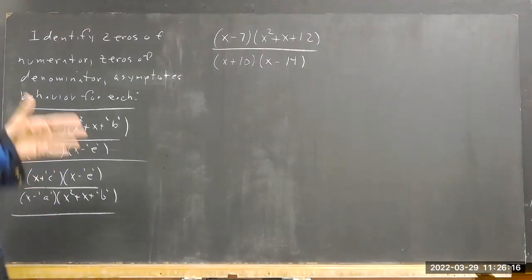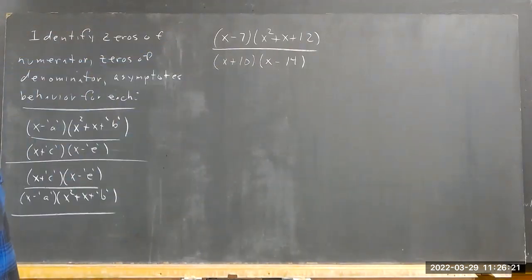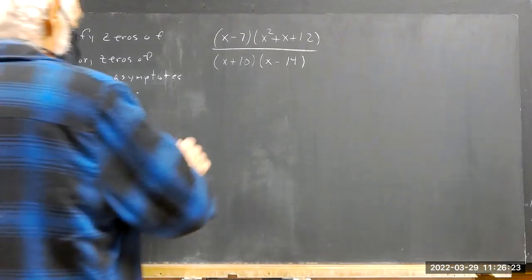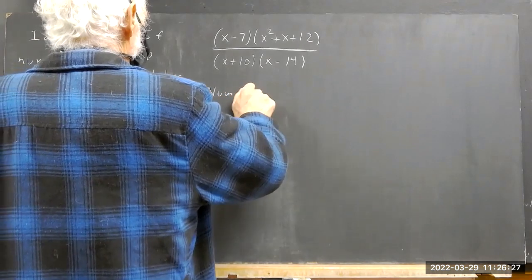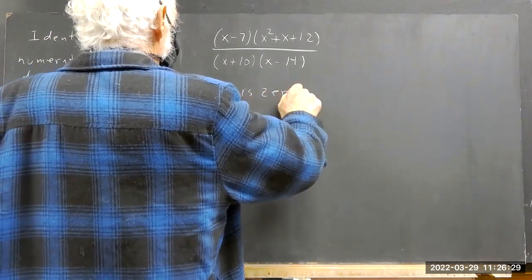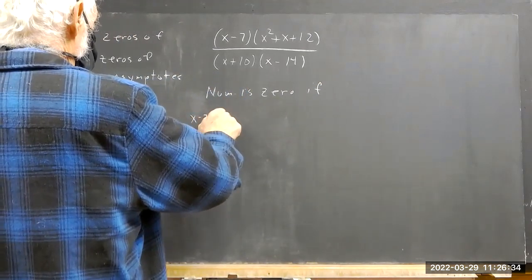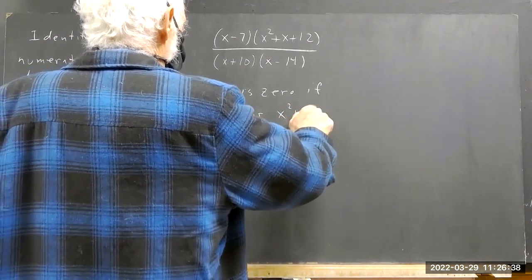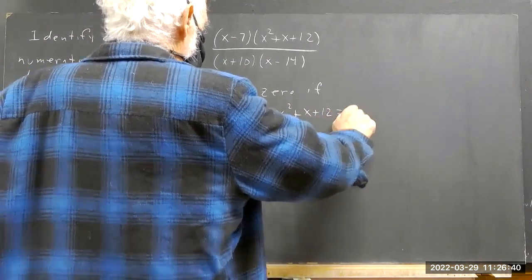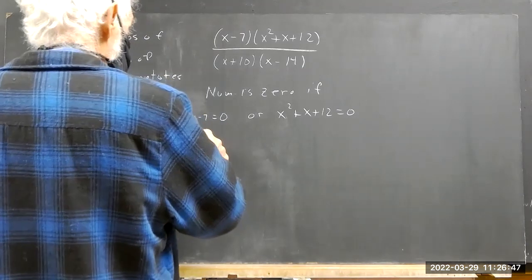Then the numerator is 0 if x minus 7 equals 0, or x squared plus x plus 12 equals 0. Okay. Well, x minus 7 equals 0.